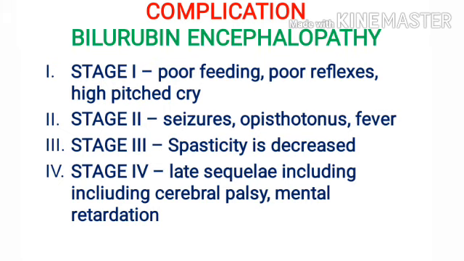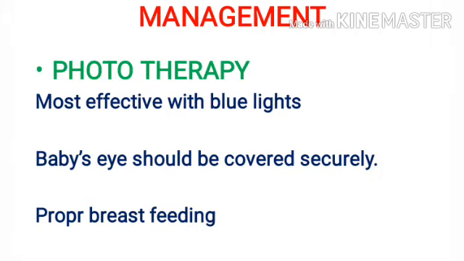What is the management of hyperbilirubinemia in newborn or neonatal jaundice? The general management of neonatal jaundice is phototherapy. Do you all know about this phototherapy? Phototherapy can be done in hospital, institutional phototherapy, using special equipment. Here the most effective wavelength of light is blue light. The baby's eyes should be covered securely during phototherapy, and proper breastfeeding is done during phototherapy.